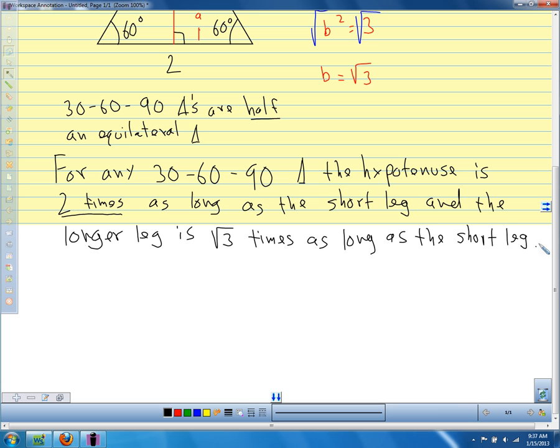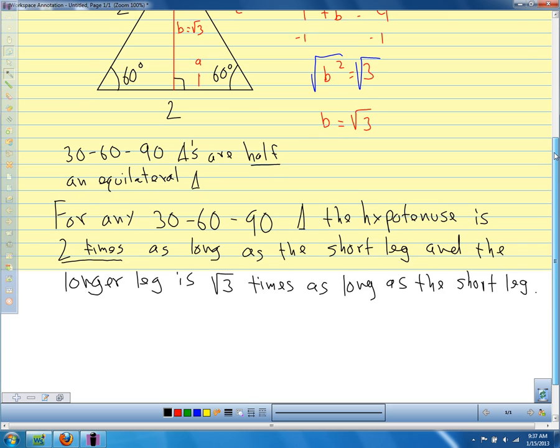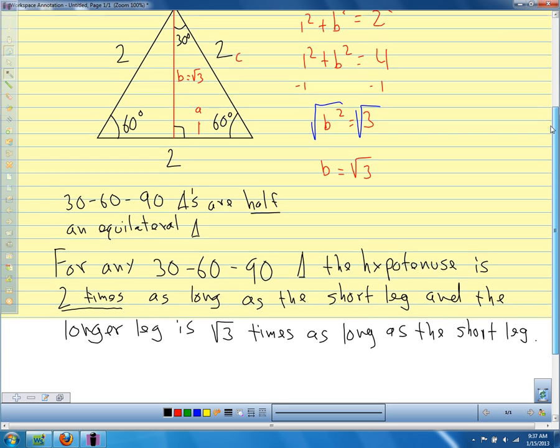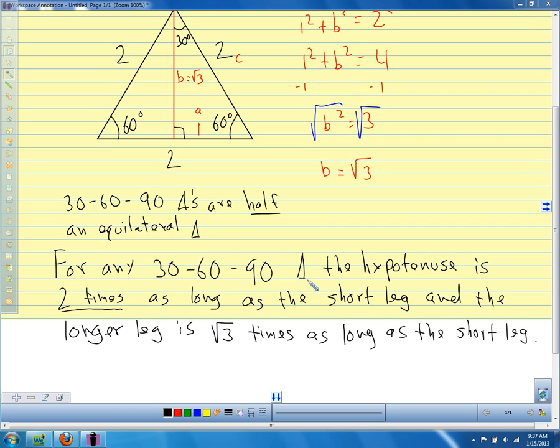So we could go through just like we did with the square yesterday and try it with a bunch of different side lengths and then put x in there and figure out that this is always true for 30, 60, 90 triangles. We know the short leg, the hypotenuse is twice as long, and the longer side is square root of 3 times as long.